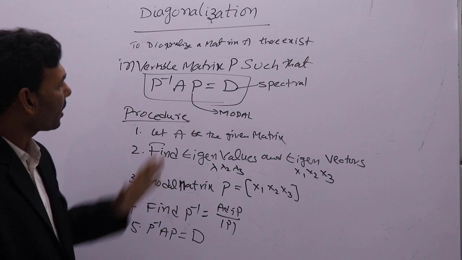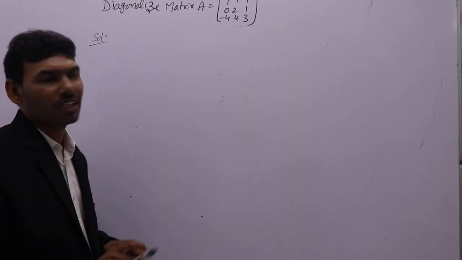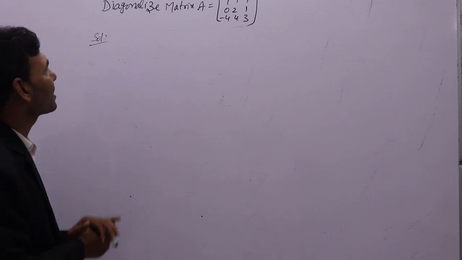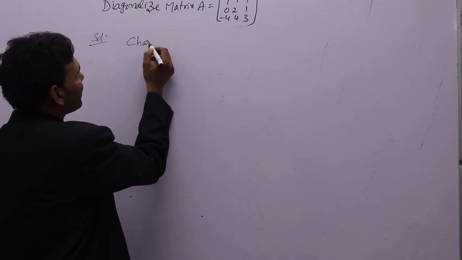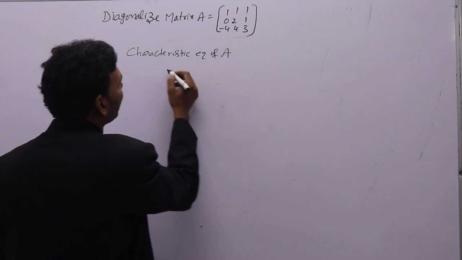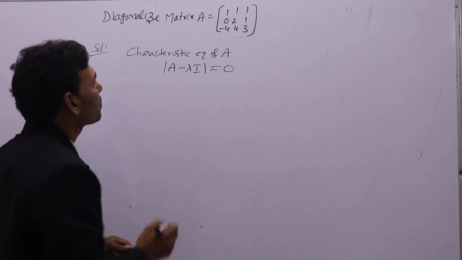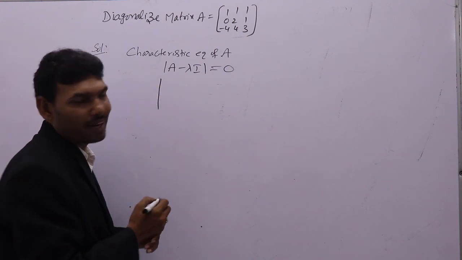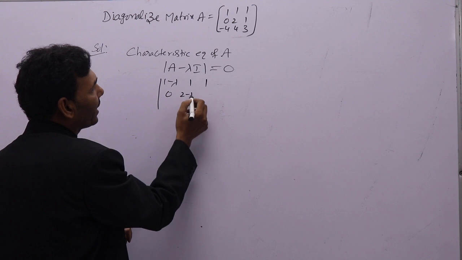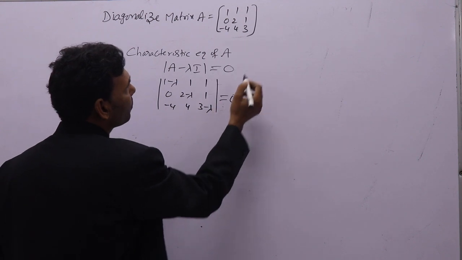We will discuss one problem on diagonalization so that you can understand how to diagonalize. So now I am going to diagonalize matrix A. To diagonalize matrix A, first we need to write the characteristic equation of A: det of A minus lambda I equals 0. In the diagonal you need to subtract lambda: 1 minus lambda, 1, 1; 0, 2 minus lambda, 1; minus 4, 4, 3 minus lambda, equal to 0.